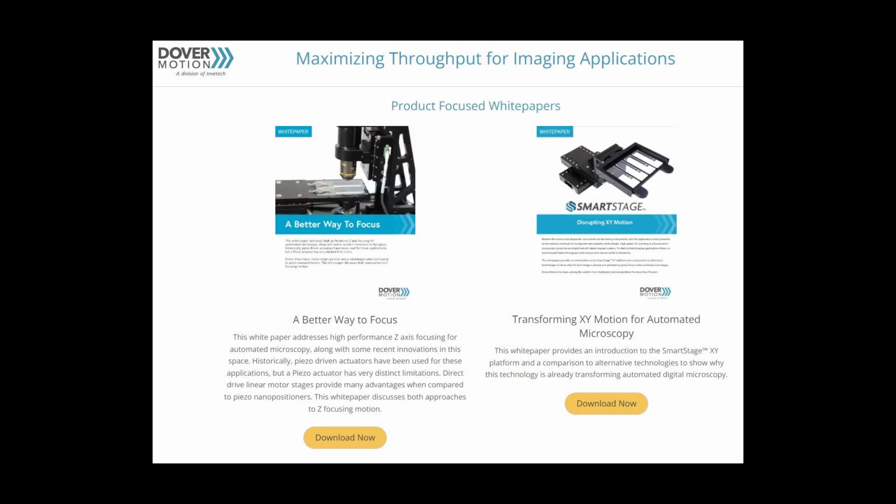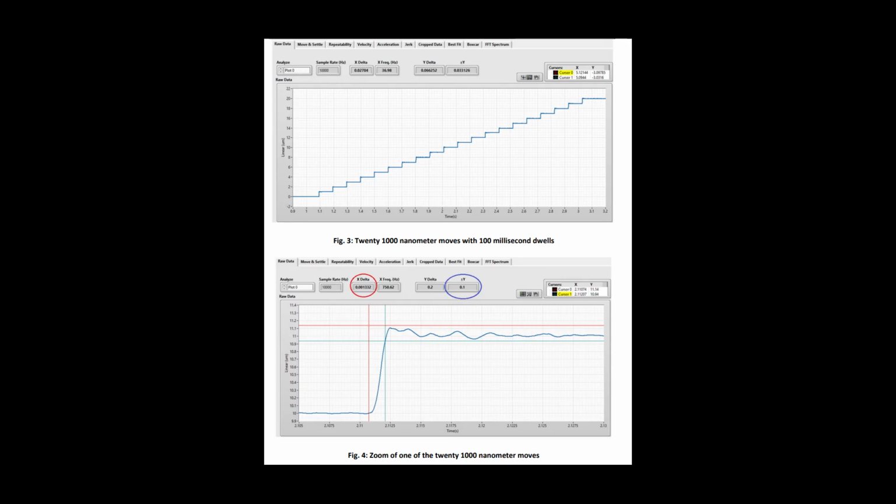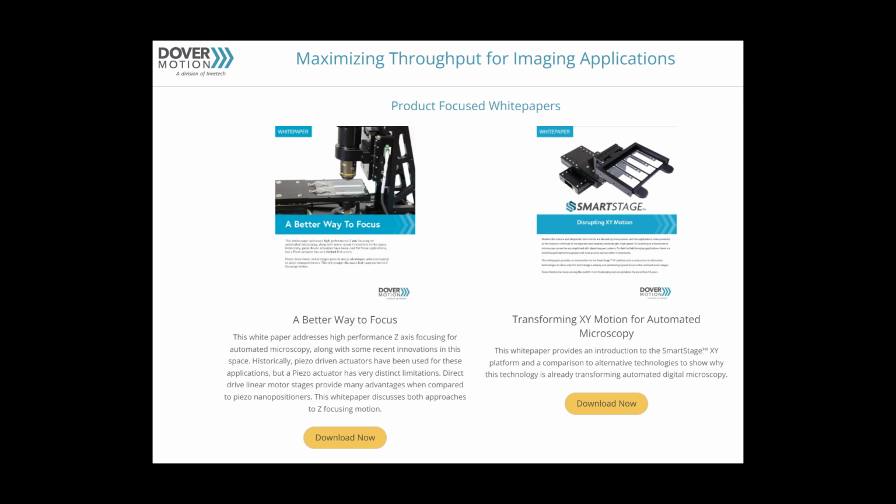The next section is product-specific white papers. The DOF5 discusses benefits versus piezo and screw-based approaches to objective focusing motion and provides example move and settle plots, what you can expect for performance, and a compare and contrast between the DOF5 and some piezo technologies that you may be using today. And then we also have a white paper on the SmartStage XY that goes through the technical benefits of that product line with single cable and embedded controls and compares that to bulkier, slower, less precise stepper and screw-driven stages.